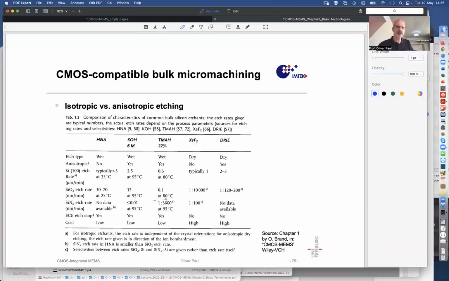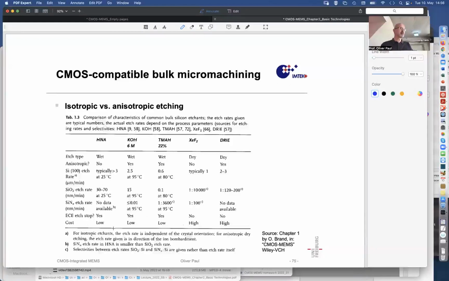Sometimes the selectivity number is given 1 against 3,600. So that's a high selectivity. Xenon difluoride is highly selective against silicon oxide. It etches silicon 10,000 more strongly than silicon oxide. So silicon oxide is a wonderful protection material. Yeah, the cost is low when you only have solutions.